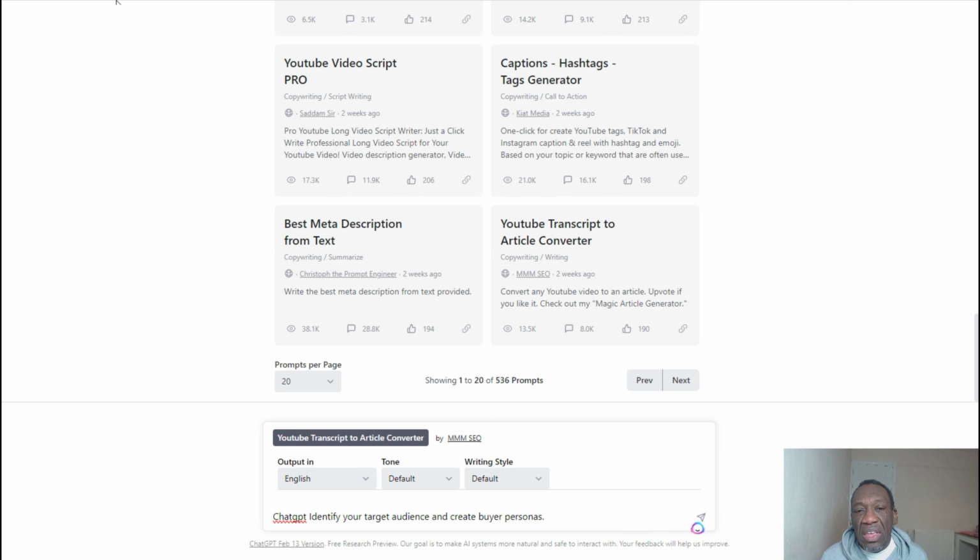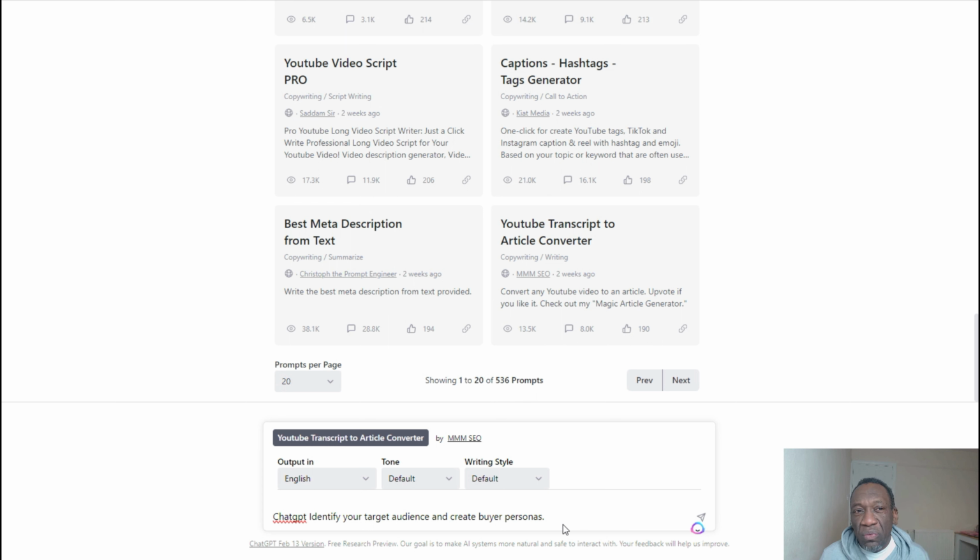And one of the prompts I'm actually giving away is the first one I've put on here, and it's in relation to how to look at audiences, or how to find audiences basically. So what you have here is a prompt that goes: identify your target audience and create buyer personas. Buyer personas, for example, are people who are most likely to buy from you.